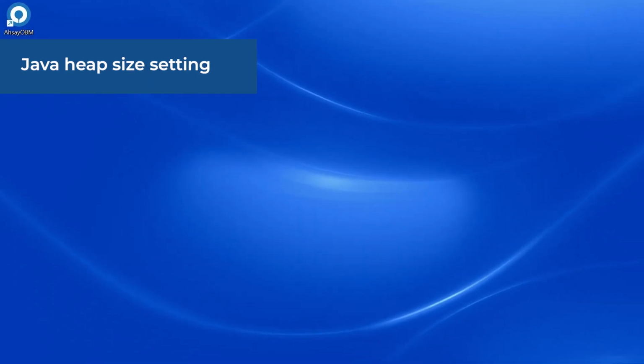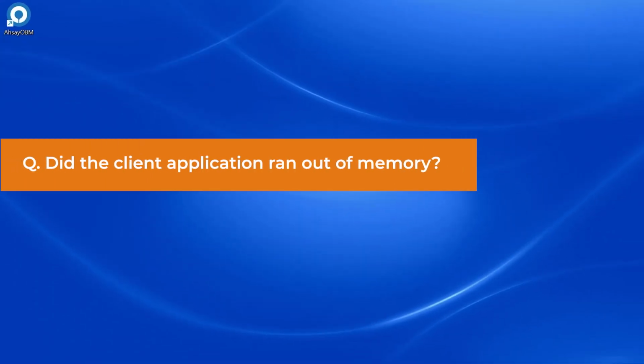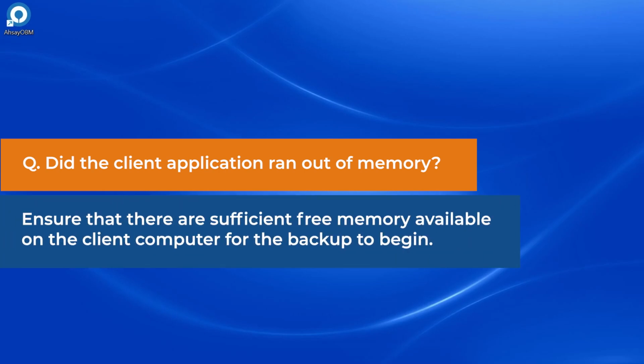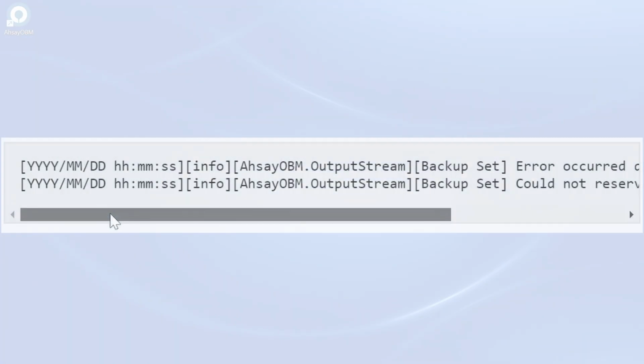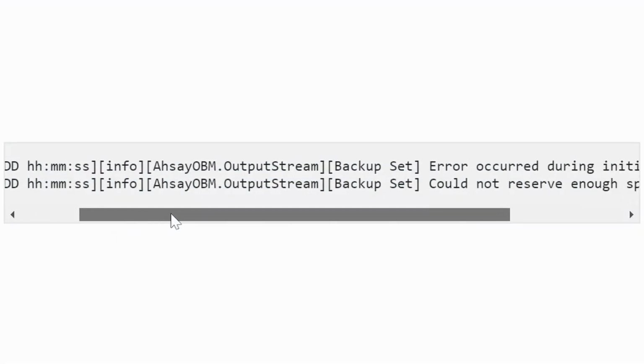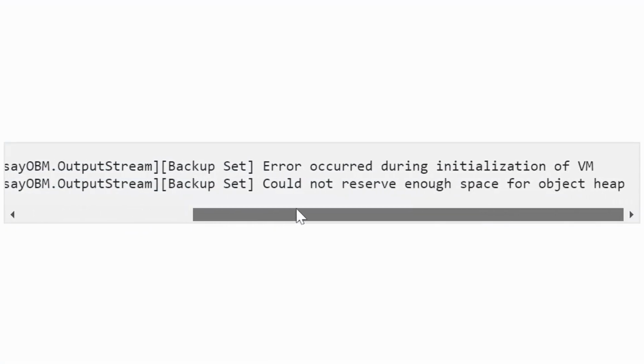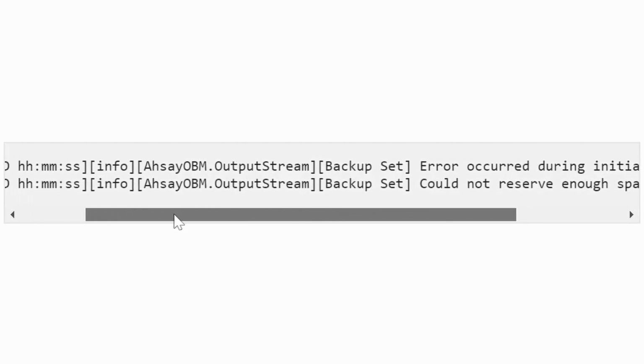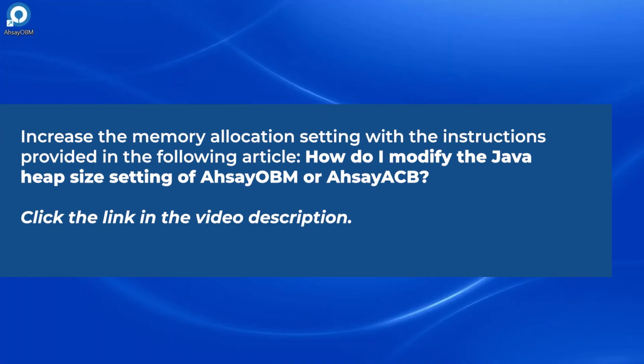Java heap size setting. Did the client application run out of memory? Ensure that there is sufficient free memory available on the client computer for the backup to begin. Check if entries similar to the following example can be found in the scheduler debug log. Increase the memory allocation setting with the instructions provided in the following article.